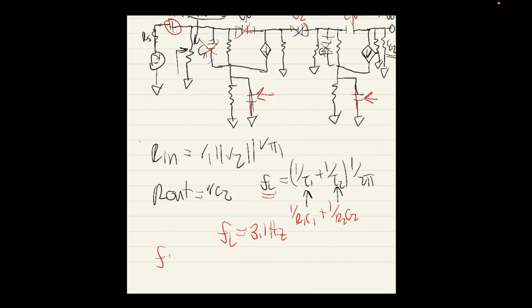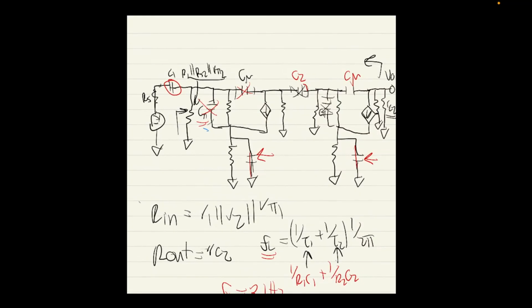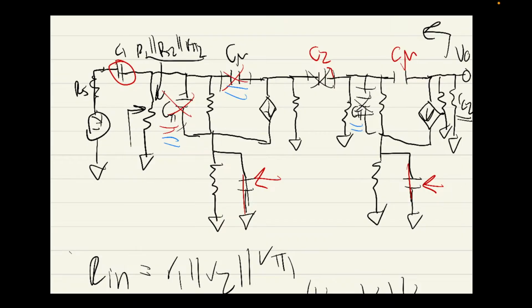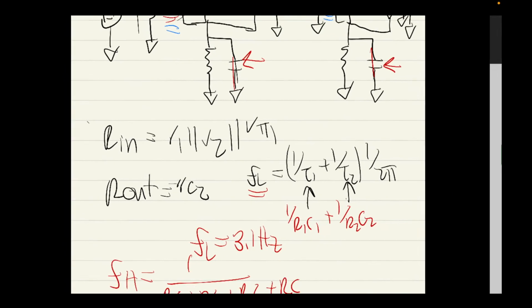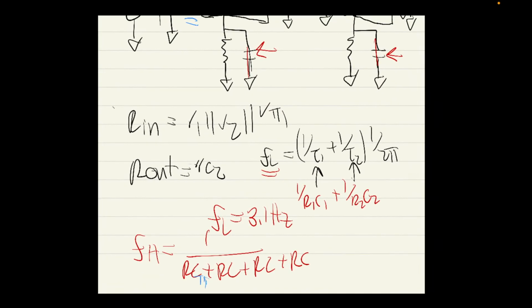Okay, and then FH. Quickly, this would be the open circuit time constants. There'll be 4 of them actually, wouldn't there? Because you've got RC pi. You have C pi, C mu, and another C pi, and another C mu here, and these are your intrinsic capacitors. So C pi 1, C mu 1, C pi 2, C mu 2.